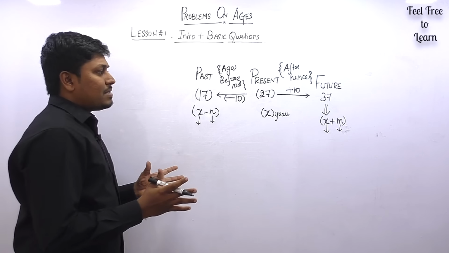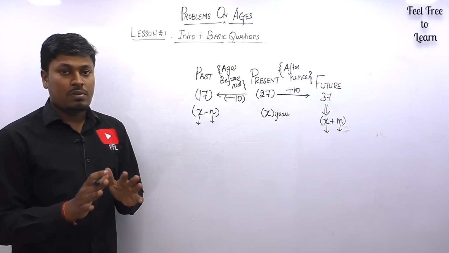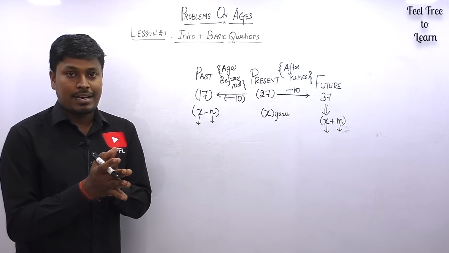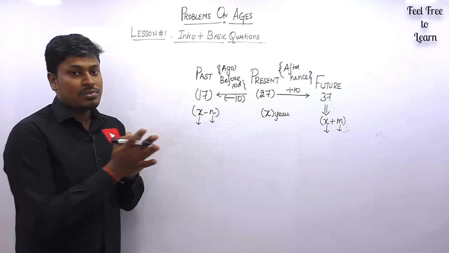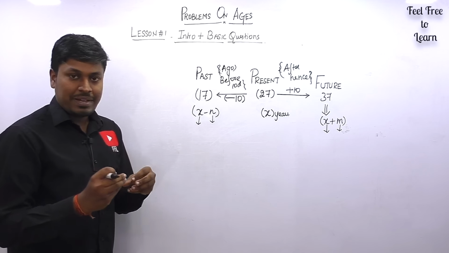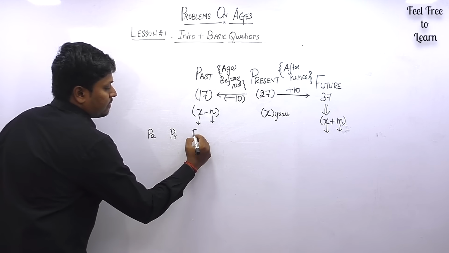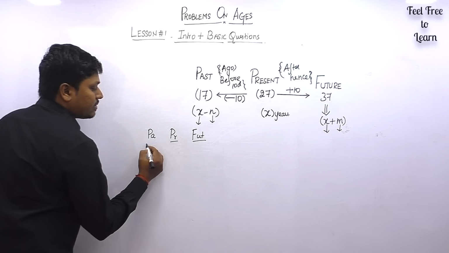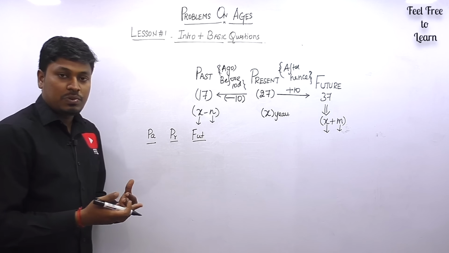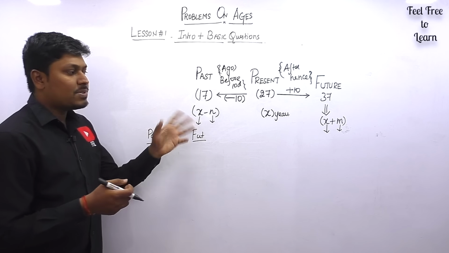It's a simple concept, right? I think this is more than enough. These basics are more than enough to solve all the questions. If you are a beginner, if this is the first time you are learning the topic problems on ages, my advice is, while solving a question, write like this: past, present and future. Every time you solve a question, write like this, then try to solve it. I'm talking about beginners. If you are an expert, then you can directly solve a question.